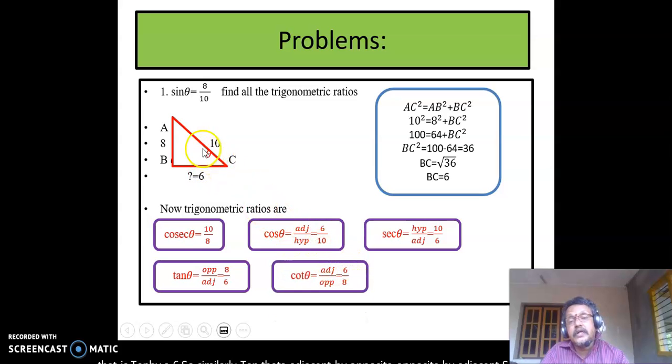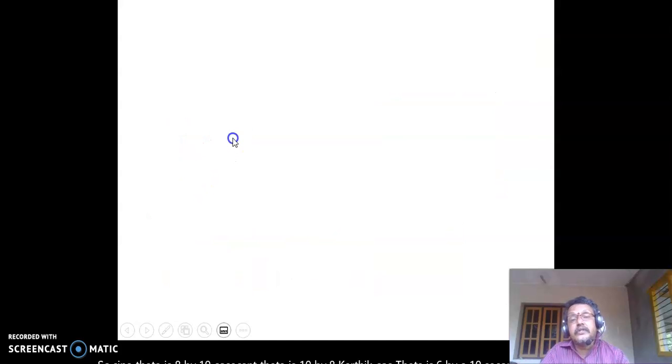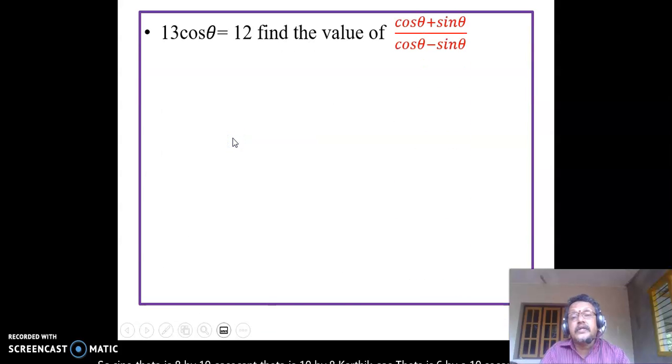So sin theta is 8 by 10, cosecant theta is 10 by 8, cos theta is 6 by 10, secant theta is 10 by 6, tan theta is 8 by 6, cot theta is 6 by 8. Consider another problem, a slightly different problem.